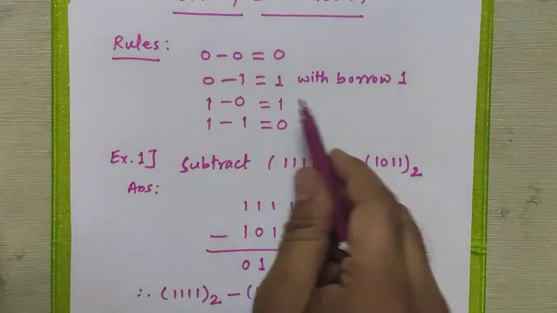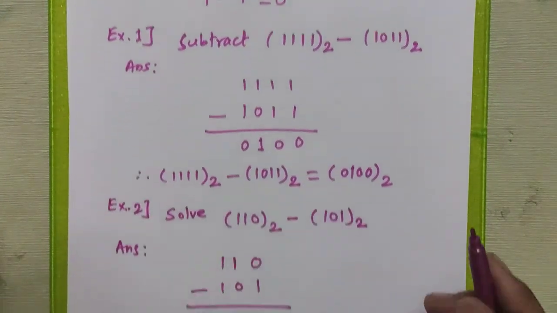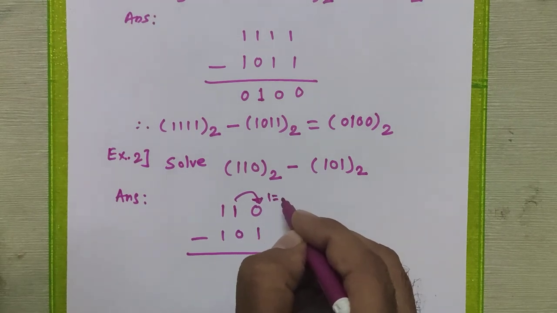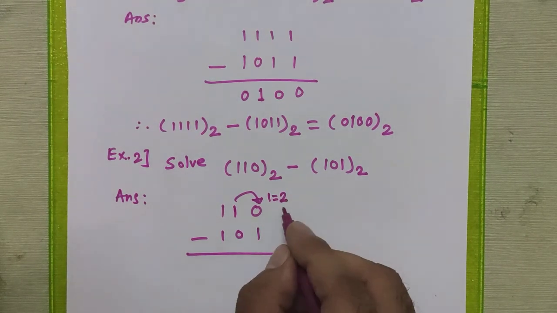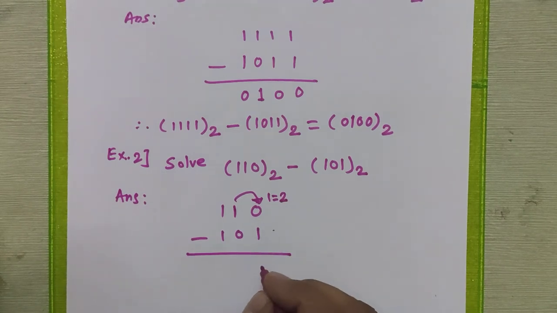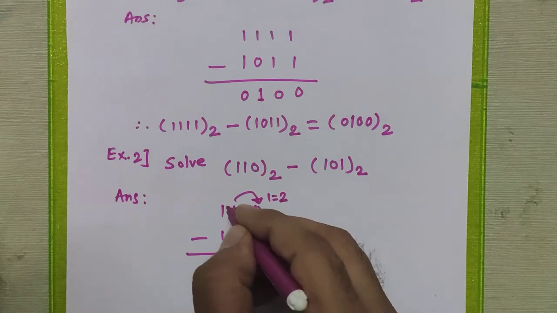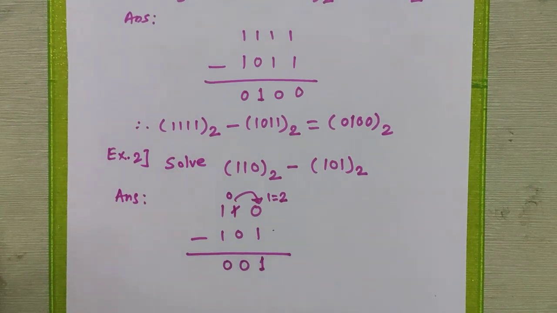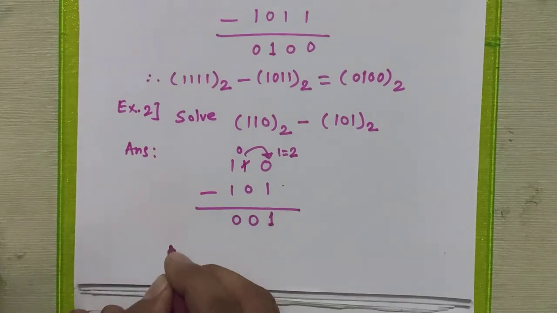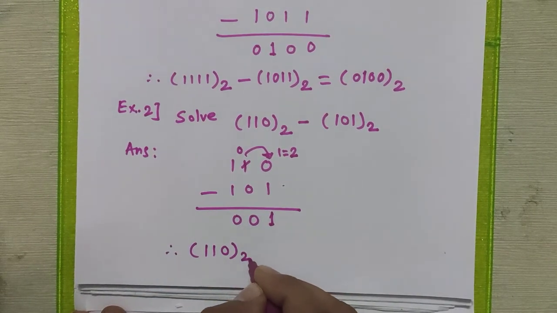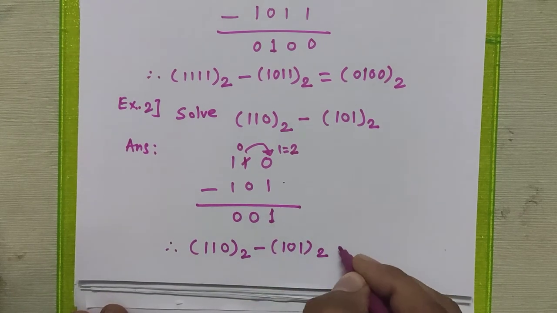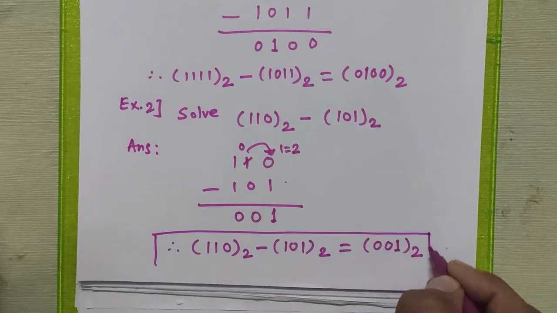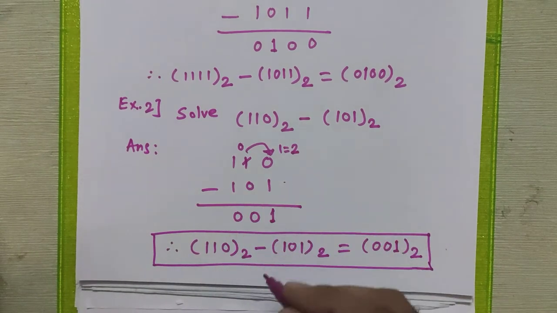Now apply the first four rules that we are seeing here. This rule we are going to apply to solve this problem. 0 minus 1 is not possible, so we need to take one borrow from here. One borrow in the binary number system is 2, because the base of this number system is 2. Now if you perform 2 minus 1, the answer is 1. We have taken a borrow from here, so here we have 0 remaining. 0 minus 0 is 0. 1 minus 1 is 0. So this is the answer for our problem. Therefore, 110 in binary minus 101 in binary is equal to 001 in binary.